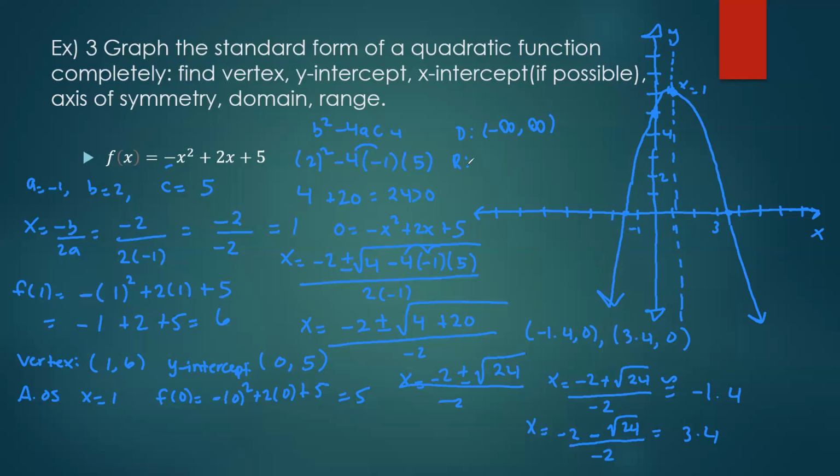It looks like it shoots down to negative infinity. So it's going to be from negative infinity. And what is our highest y value? It's related to the y value of the vertex, which in our case is 6. So it stops at the y value 6. And then we do include it, so bracket.